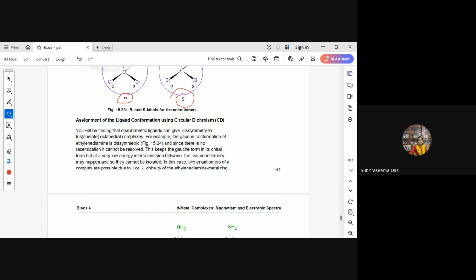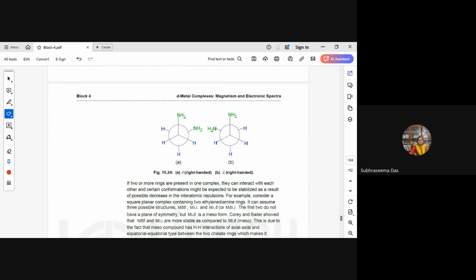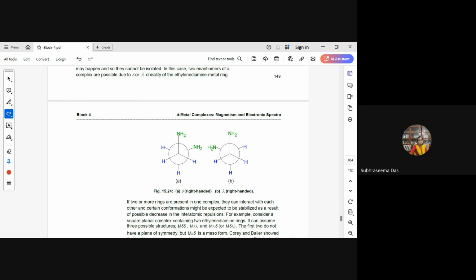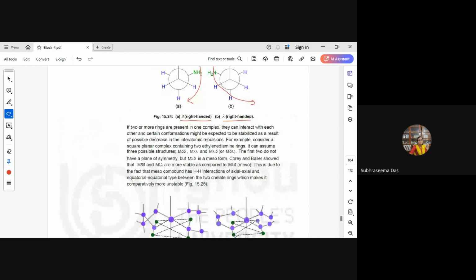Then, assignment of ligand conformation using CD. In CD they are represented as delta, which implies right handed, and lambda, which implies left handed. So when we look into figure A, here it is a right-handed complex, so it is represented as delta, and here it is a left-handed complex, which implies lambda. So this is a simple representation.